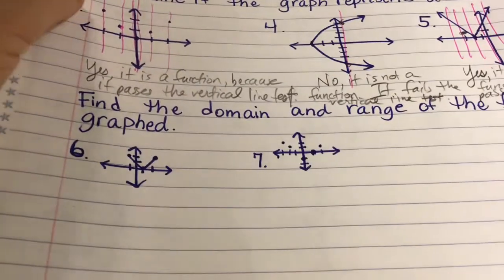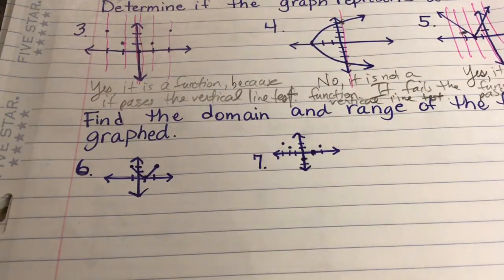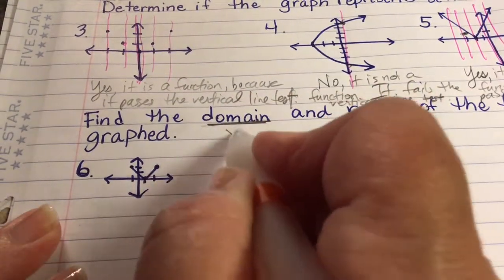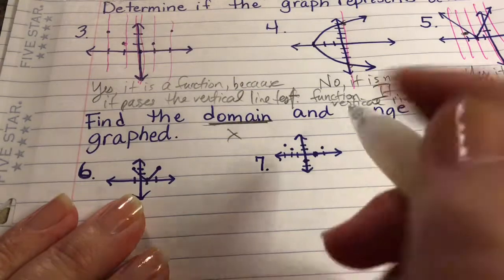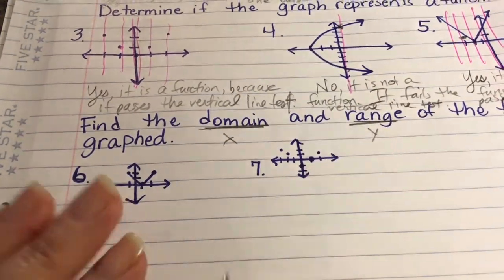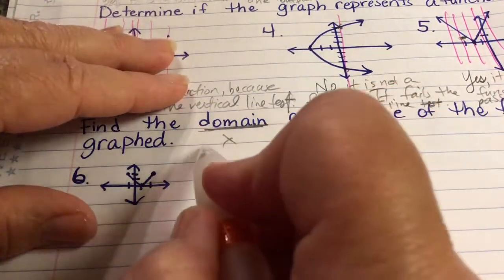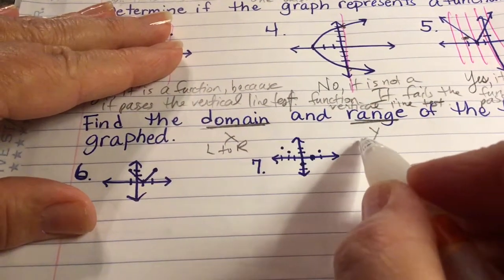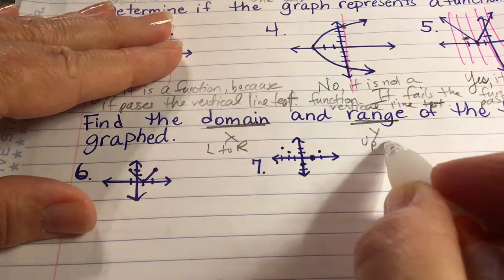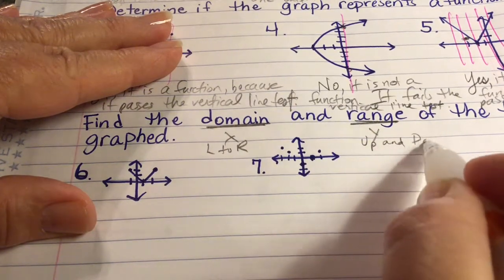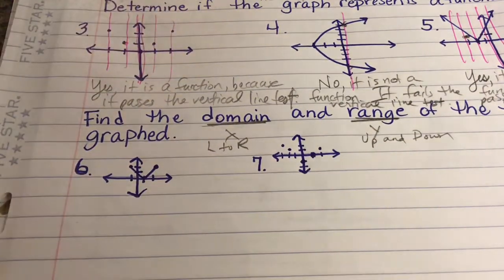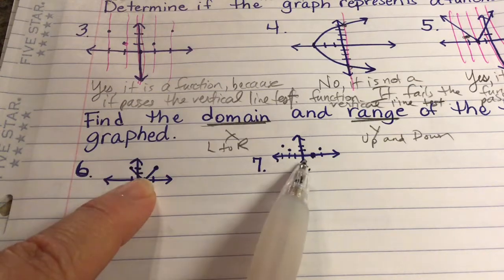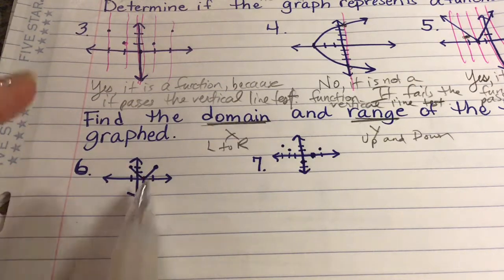Now, the last 2 problems asked me to find the domain and the range of the function graphed. Remember, your domain is your set of x values, and your range is your set of y values. Your domain is how far left to right your graph goes, and your range is how far up and down your graph goes. So as I look at this, my domain, when I have both of these, I need to write ordered pairs that I can see.